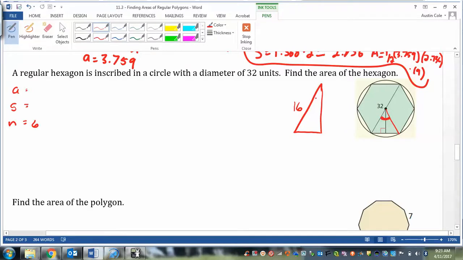I need to divide that by 2, don't I? So that means this angle is 30 degrees. Okay? And I know that this is 90 degrees. What kind of triangle do I have here? A 30, 60, 90 triangle. So I need the apothem, which sits right here, and I need this to get to the side length. How are we going to do this?